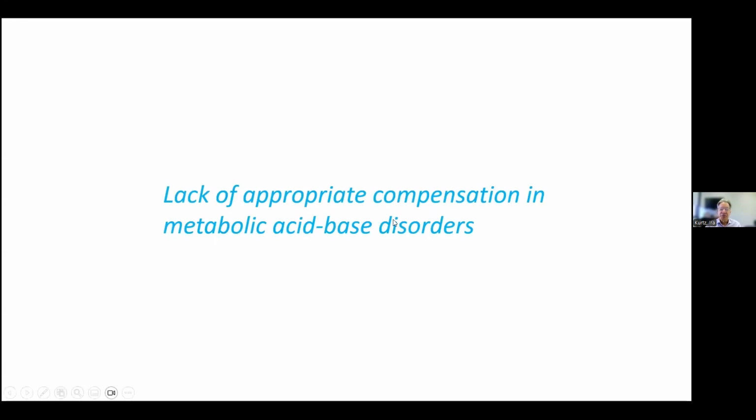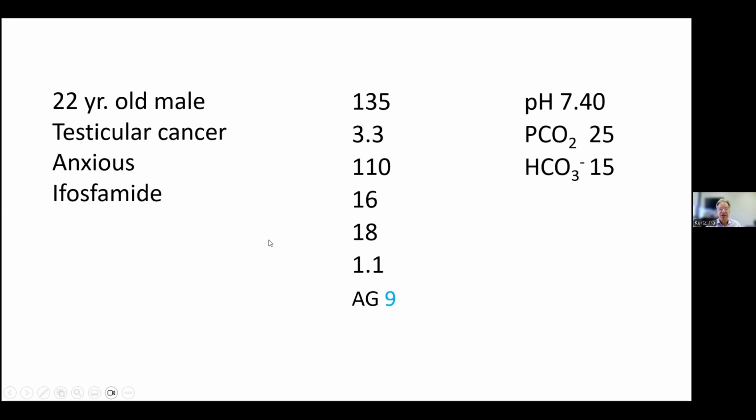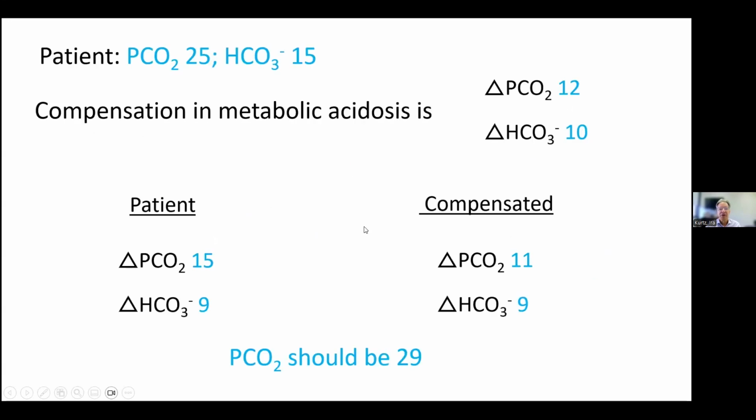What about the lack of appropriate compensation of metabolic acid-base disorders? Here's a patient with testicular cancer on ifosfamide with a normal anion gap, and the bicarb is 15 and the PCO2 is 25. That means that the bicarb fell by 9 and the PCO2 fell by 15. What is the diagnosis? So here's our patient with a PCO2 of 25 and a bicarb of 15.